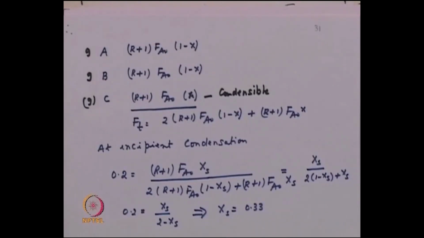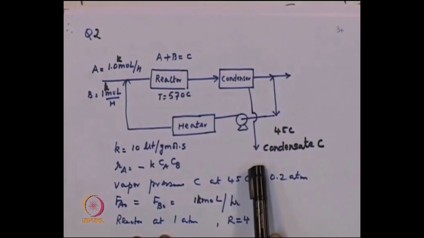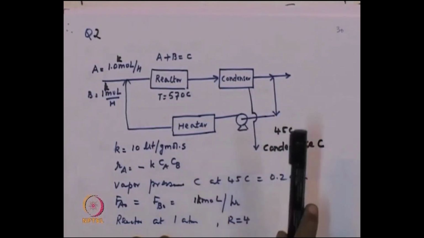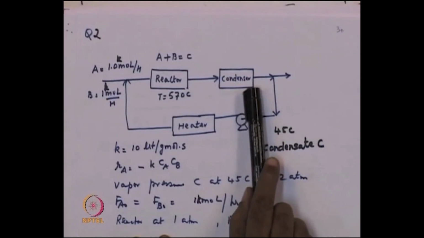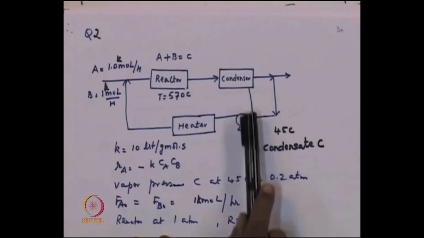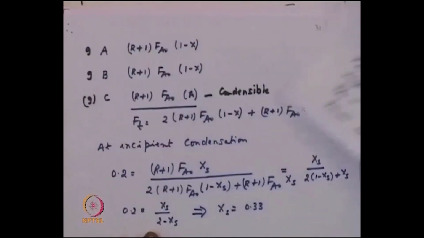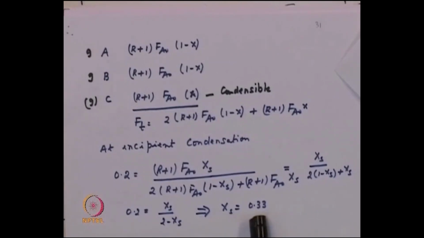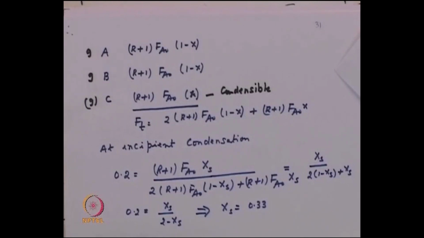What are we saying? At incipient condensation, x is 0.33. What does it mean? Till x becomes 0.33, there is no condensate. Your condenser does not perform any function, because only after the gas is saturated will it start condensing. So this effect, that the gas phase starts condensing only after saturation, will affect the gas flow that goes back to the reactor.